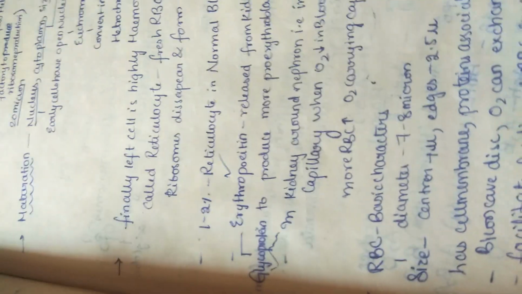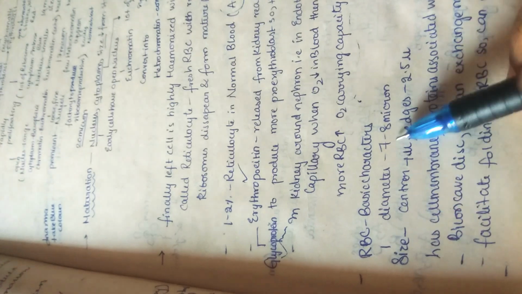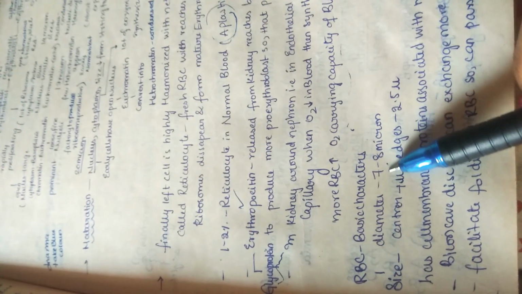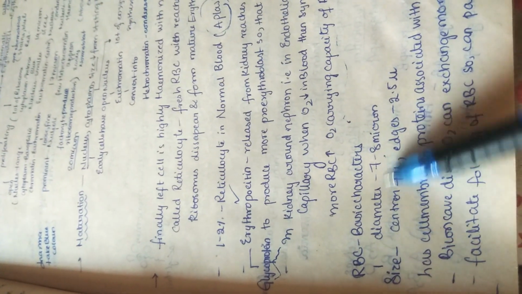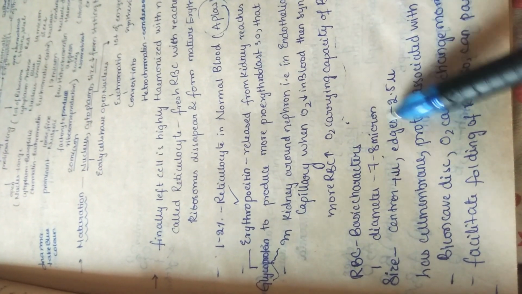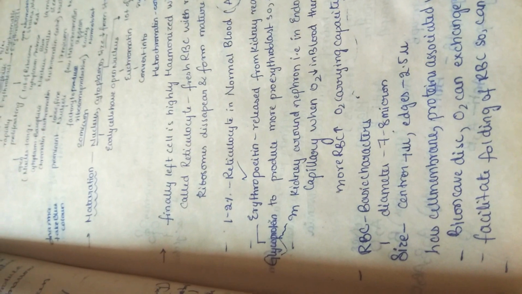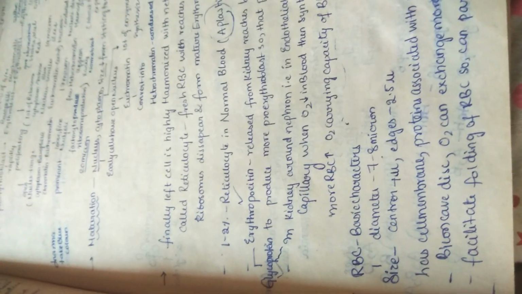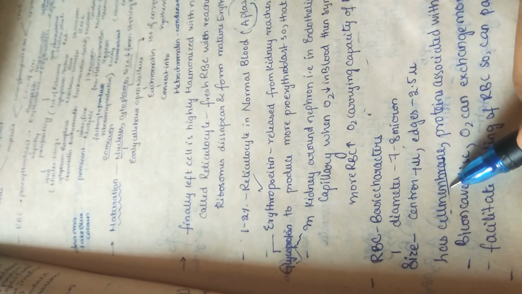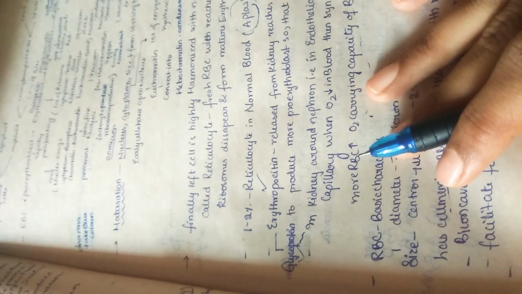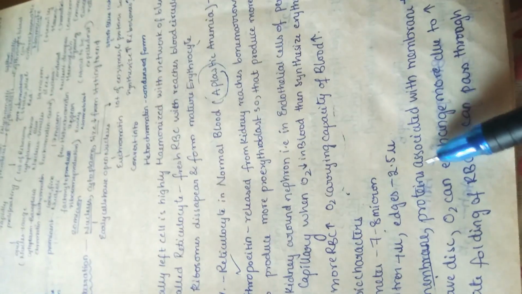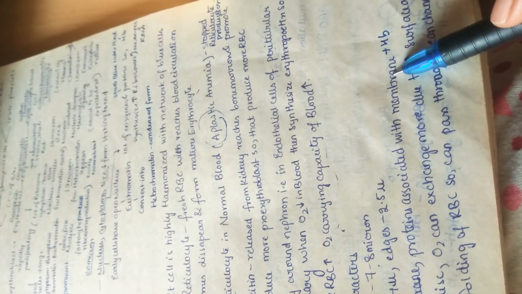Now let us see the basic characters of RBC. The diameter is 7 to 8 microns, and the thickness is 1 micron at the center and 2.5 microns at the edges. These are all simple features we already discussed. And remember, RBC also has a cell membrane. On that cell membrane we have antigens, which we will learn about in blood grouping. It also has proteins associated with the membrane, and also hemoglobin, of course.